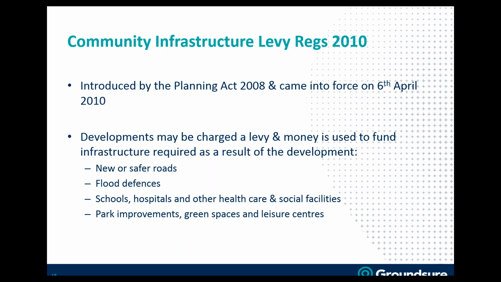The charging authorities in England will be district and metropolitan district councils, London Borough Councils, unitary authorities, national park authorities, the Broads Authority, and the Mayor of London. In Wales, the county and country borough councils and the national park authorities will have the power to charge the levy. These bodies all prepare development plans for their areas, which are informed by assessments of the infrastructure needs for which the levy may be collected.